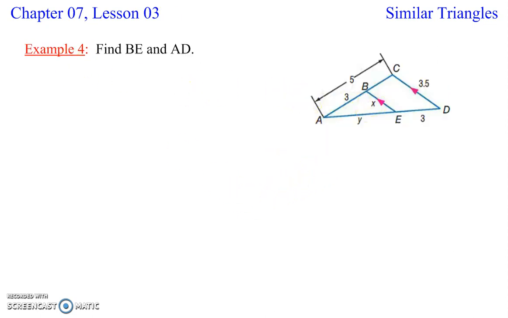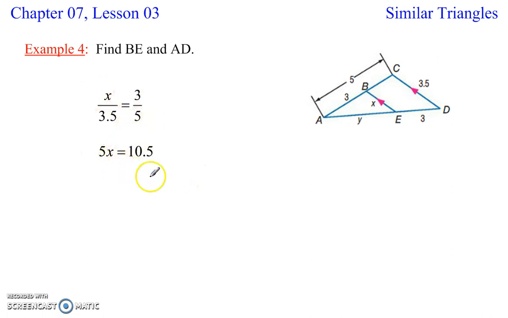All right, we want to find BE. So this right here, which is x, and we want to find AD, which is y plus 3. Okay, so to find BE, I'm going to set this up x, this side to this side, to 3.5, is going to be the same as 3 to 5. The long side. Short to long side, short to long side.